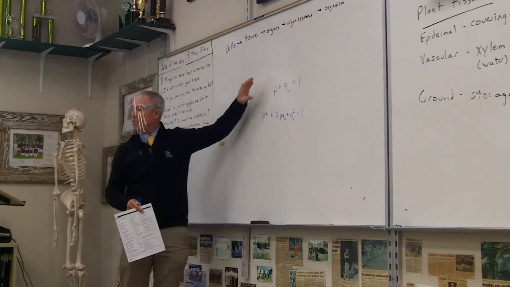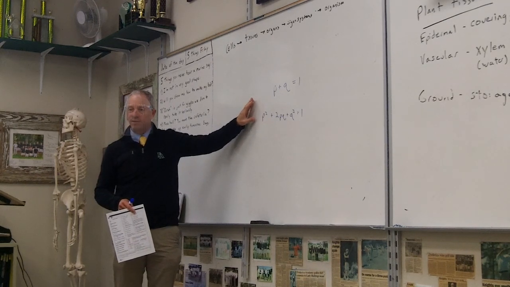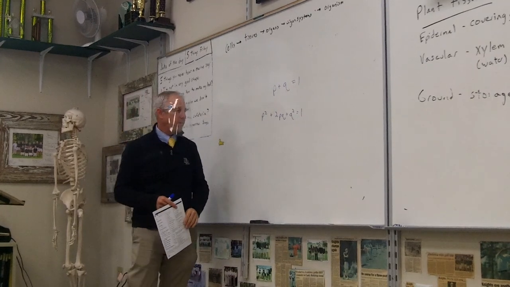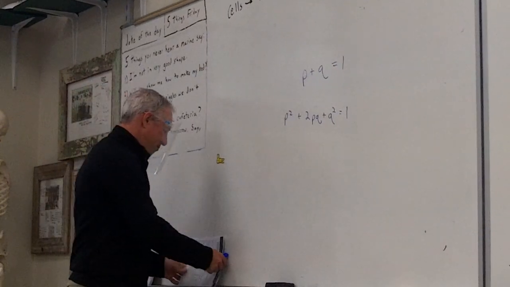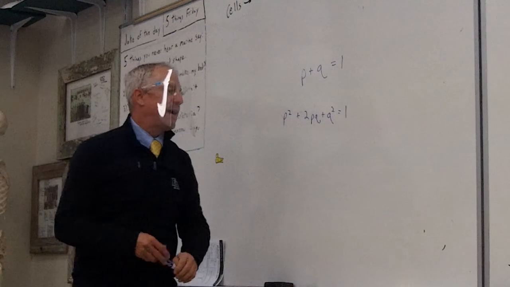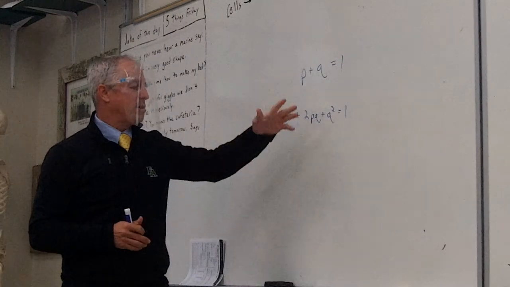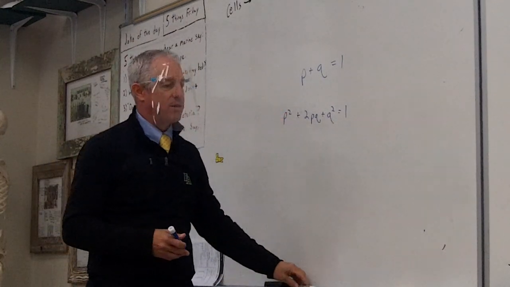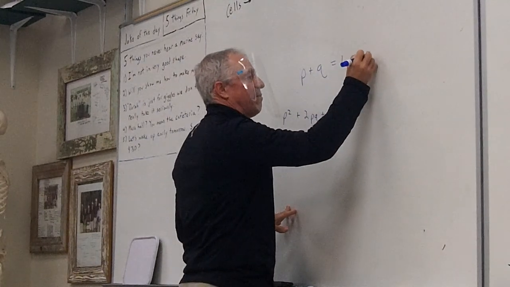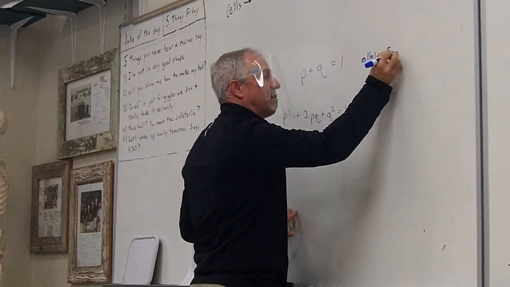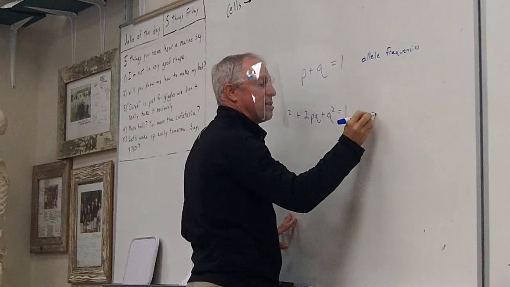Do y'all know that if you square this, you get this? What math is that? Algebra. Fantastic. So what we need to do is understand how to use these formulas and how they apply to evolution. Now, these formulas work with allele frequencies and genotype frequencies. This formula is for allele frequencies, and this formula is for genotype frequencies.